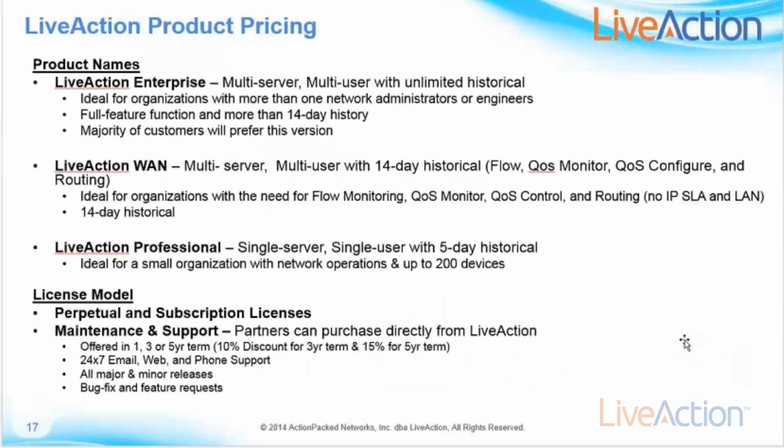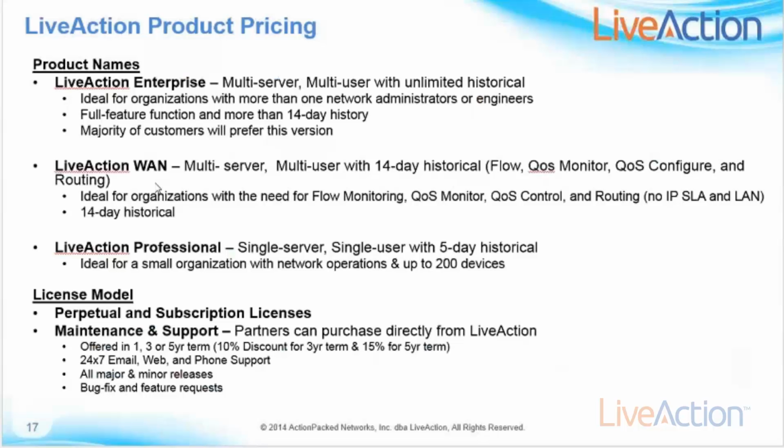So I wanted to go over the IWAN product structure and pricing real quick. We have 3 different pricing models priced by tier number of nodes. The first one is LiveAction Enterprise, which is a full-feature multi-server, multi-user, unlimited historical archive with 5 or 6 components: the flow, QoS monitor, QoS configure, IPSLA, routing, and LAN.